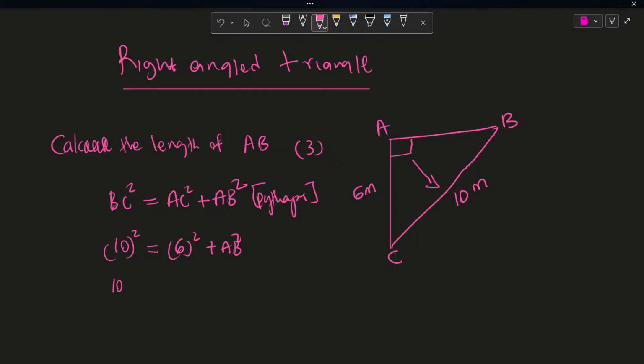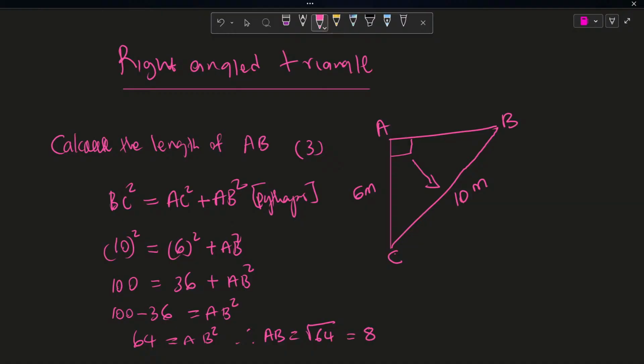And then that is 100 is equal to 36 plus AB squared. Then you group, it will be 100 minus 36 is equal to AB squared. And then that is 64 is equal to AB squared. Now, what is AB, class? You just say square root of 64. And then the answer is 8 meters.